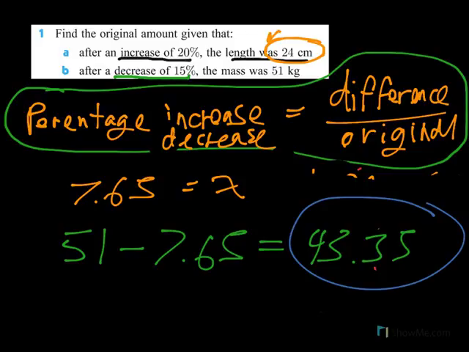Again, we took the percentage increase or decrease, plugged it into the formula, difference over original, and we did basic algebra to get x by itself. And once we got x, which is the difference, we then subtracted it if it was a decrease, or added it if it was an increase.